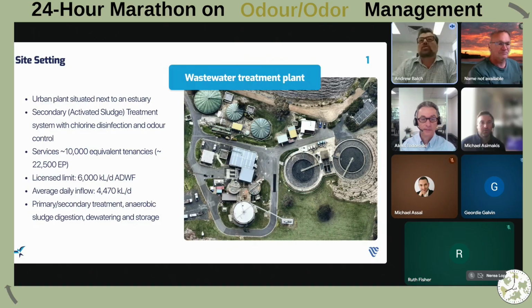Our case study site was an urban wastewater treatment facility situated next to an estuary. The facility operates a secondary activated sludge treatment system with chlorine disinfection and comprehensive odour control measures. The plant services approximately 22,000 EP with a current average daily inflow of 4,470 kilolitres per day, which is well within its licensed capacity. The treatment process encompasses primary and secondary treatment, anaerobic sludge digestion and biosolid dewatering and storage facilities. The facility's urban and estuarine location presented typical challenges for field odour assessment and management, with sensitive residential receptors in close proximity, inaccessible private property and water limiting survey locations, and complex meteorological conditions influenced by both terrestrial and marine atmospheric boundary layer processes.